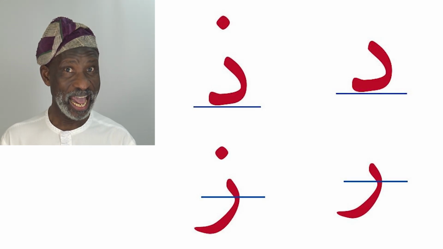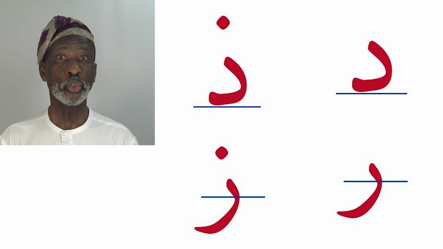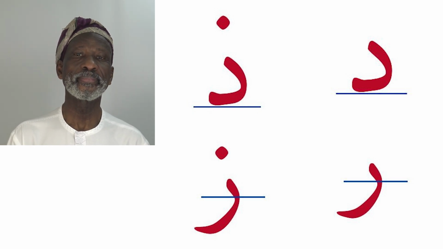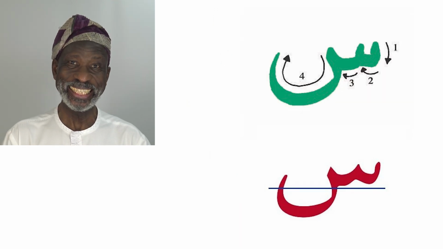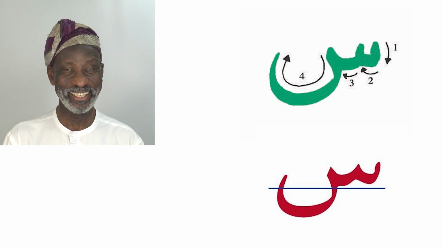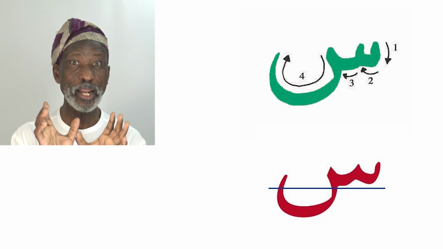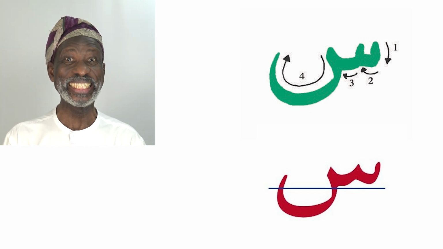Now, we have 4 letters already in the bag for today. Dal, Dhal, Ra, Za. 2 more to go. And they are sin. Sin. Smile. Sin. It's like number 3 really, looking up and then big loop tail as well.